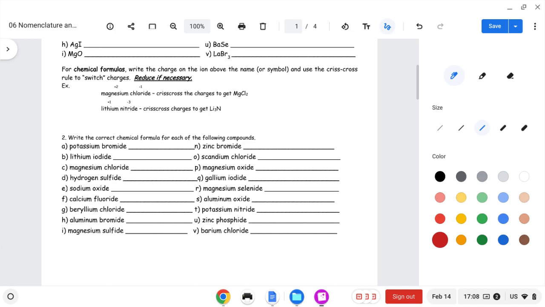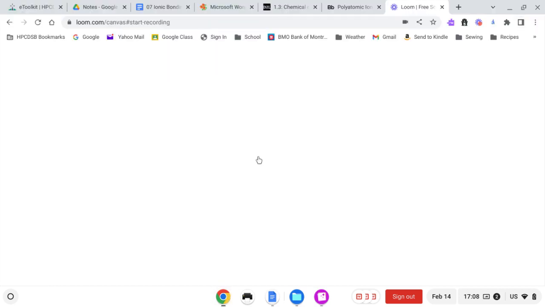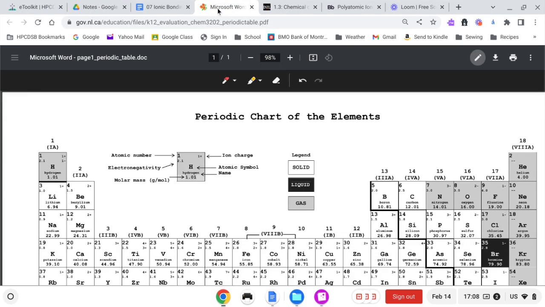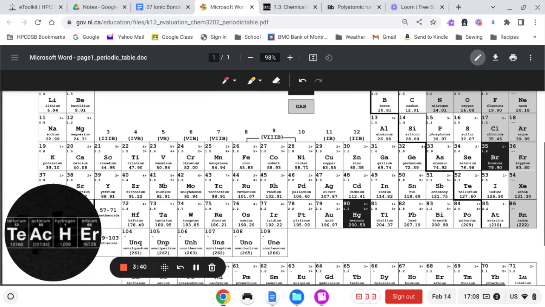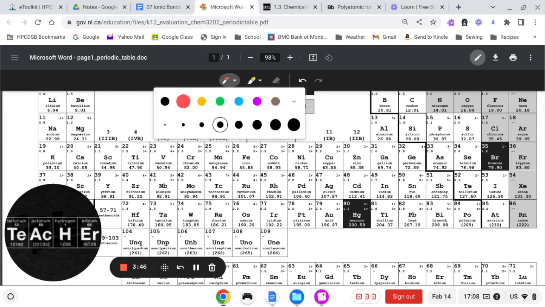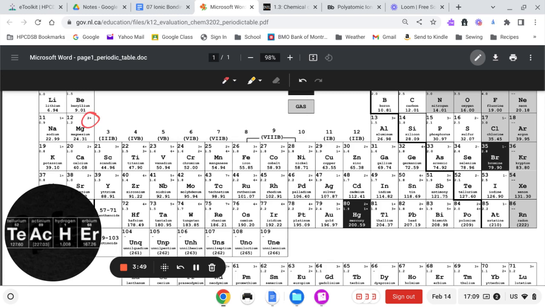So you might remember in grade 10 science when we did some nomenclature that we used something called the crisscross rule to switch charges. So if we take a look at magnesium and chlorine or chloride, you can go to the periodic table and you can look up the charge on magnesium and you can look up the charge on chloride. And I'm going to show you where that is on the periodic table that we've been using. So if you click on it, again, you go and you find magnesium, and there in the corner, you'll see a charge of +2. And for, I think it was chlorine, you'll see a charge of -1.